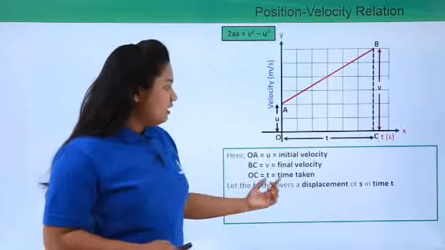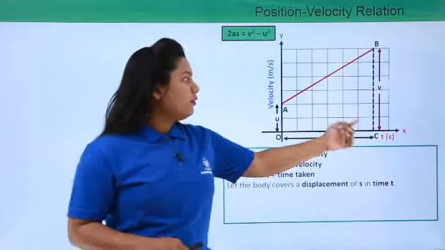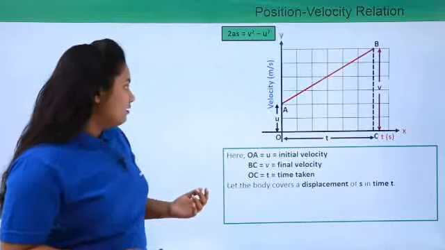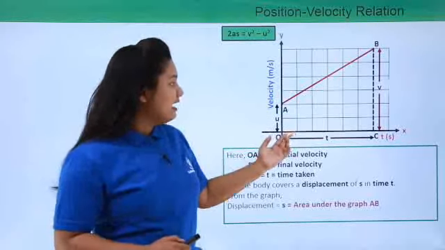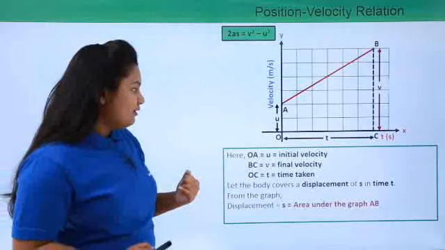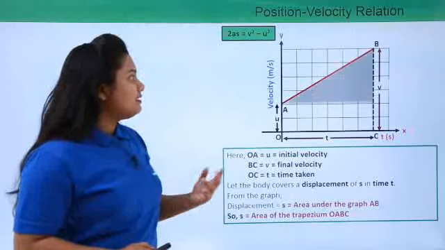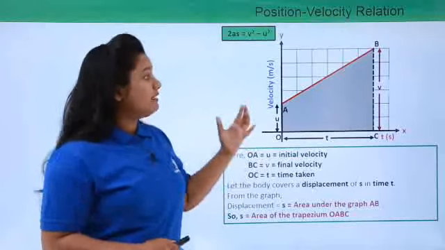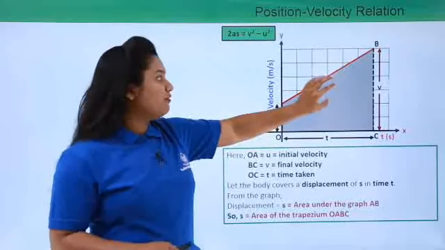Now, let the body cover the displacement S in time t. So, in time t, let the body cover the displacement which is denoted by S. The displacement of the body from the graph we can calculate as the area of the trapezium OABC, which is the area under the graph AB. So, it is this area. That is, the area of the shaded region gives us the displacement of the body from point A to point B. So, this is what we are going to find here.